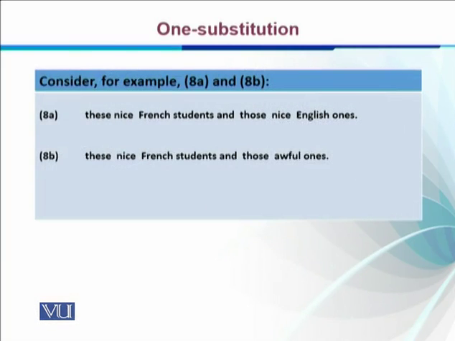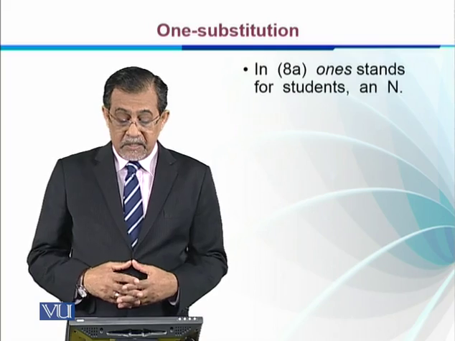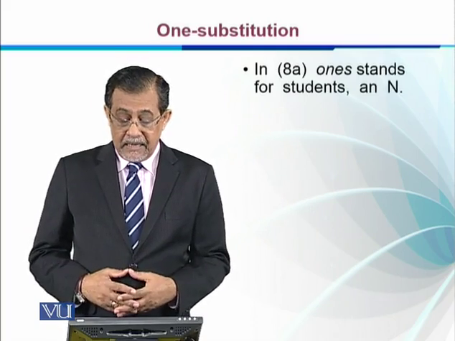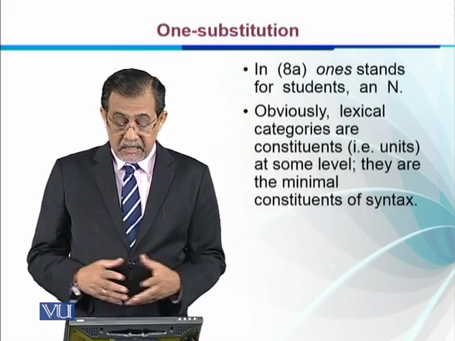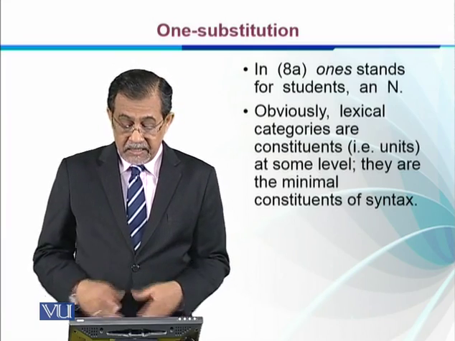So for example, consider 8.1 and 8a and 8b. 8a says these nice French students and those nice English ones. Obviously, if you look at this, English one is substituted with students, right? So these nice French students and those awful ones, right? So this French student is substituted with ones. So in 8a, ones stands for student, a noun, and obviously lexical categories are constituents, the units at some level, they are the minimal constituents of a syntax.